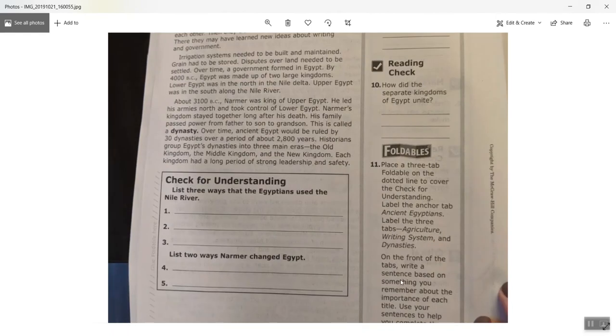We don't have to do number 11. Check for understanding. List three ways that the Egyptians used the Nile River. I'm going to go back to pages 42, 43. And list two ways that Narmer changed Egypt. That's right here.